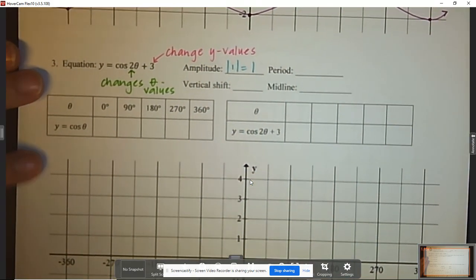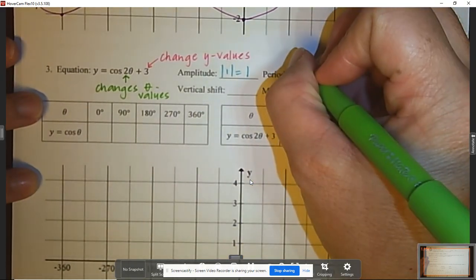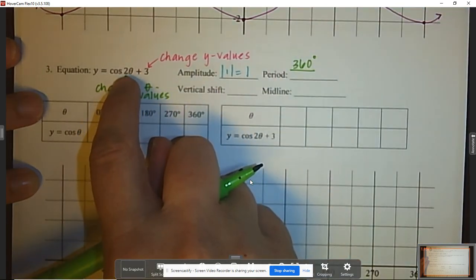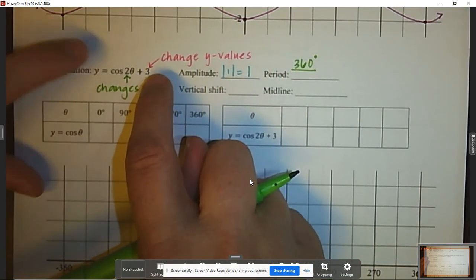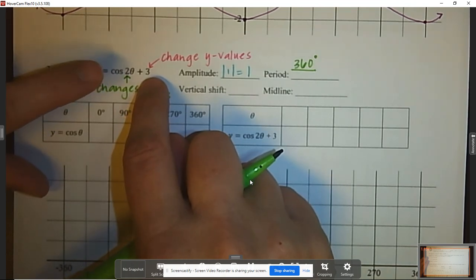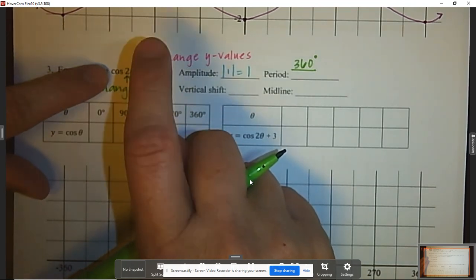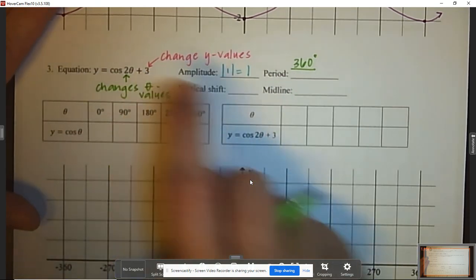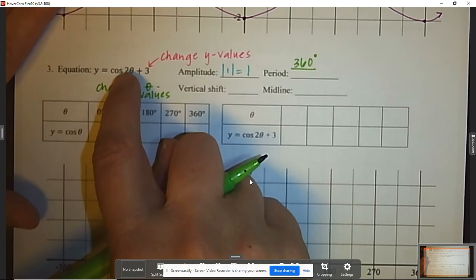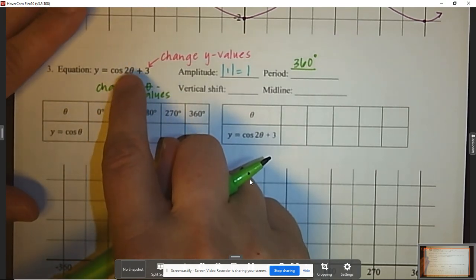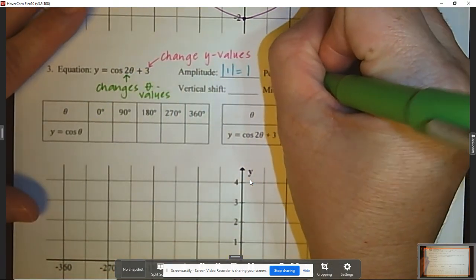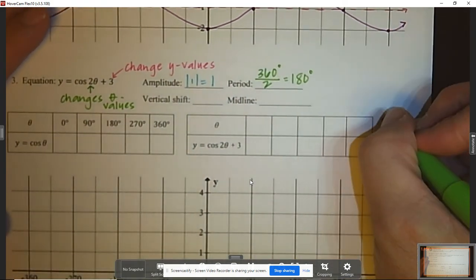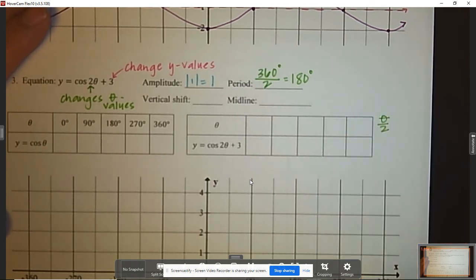Now, you learned from the previous day's notes that you take the normal period and divide by whatever's inside here. When we have outside changes, like the negative and the minus on the previous one, whatever's outside, that's what you do to the y value. So if this says +3, I'm going to add 3. But when it's inside, you do the opposite. It says times 2, so I'm going to divide by 2. That means the period is 180 degrees. So I'm going to do that to my theta values as well. I'm going to divide by 2.